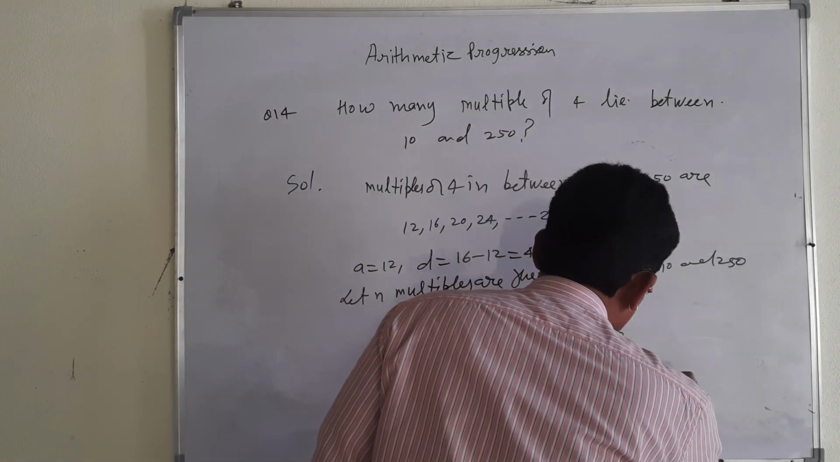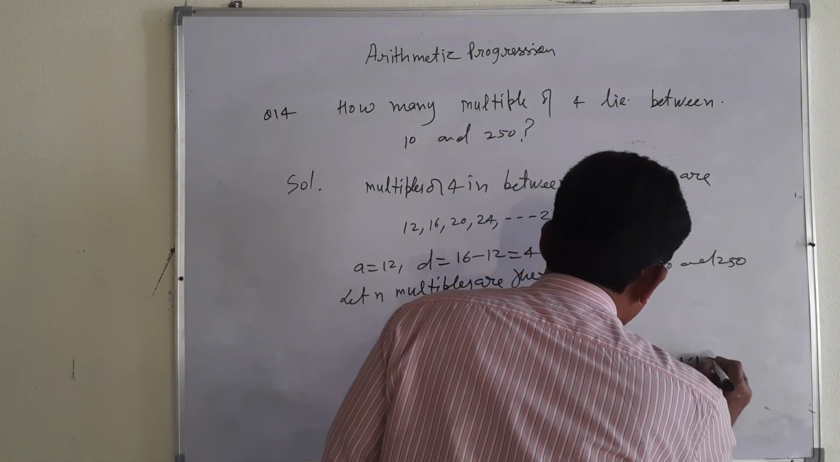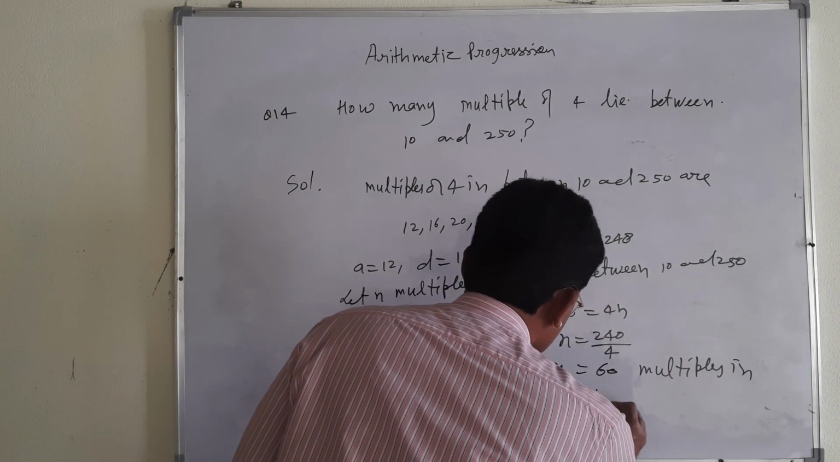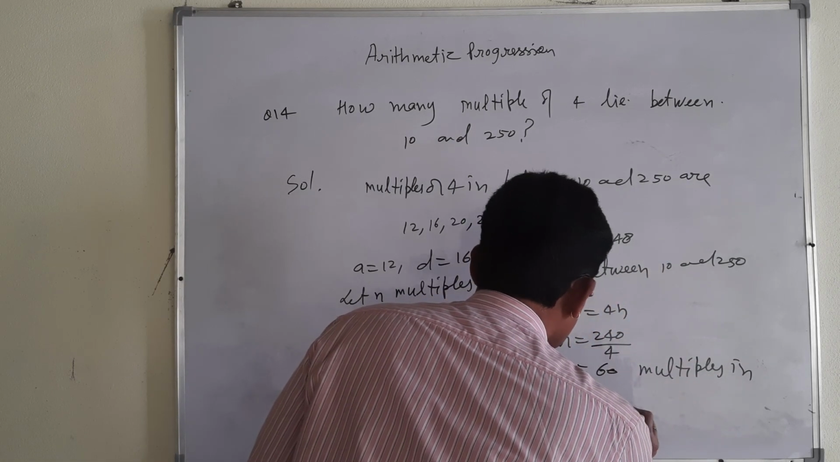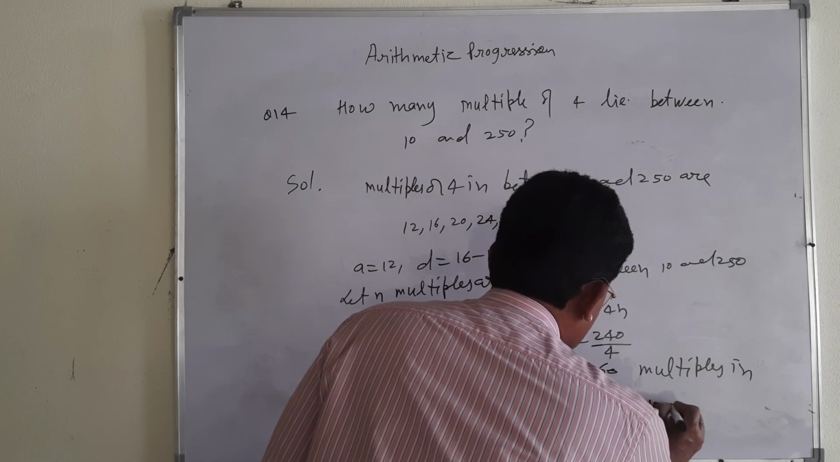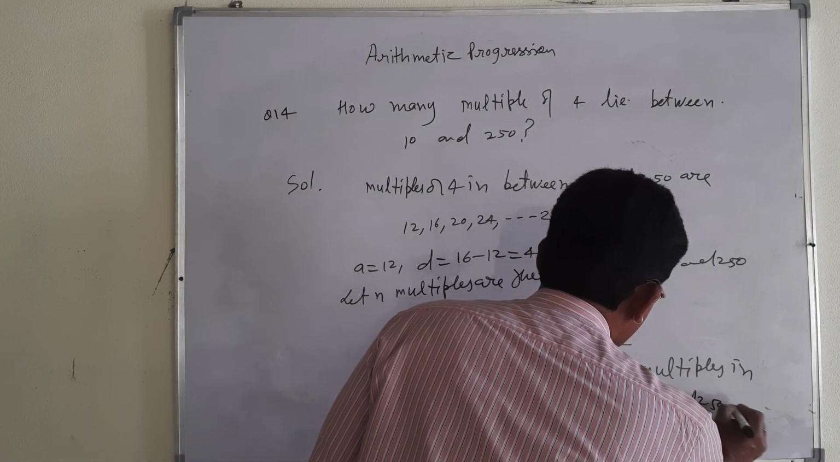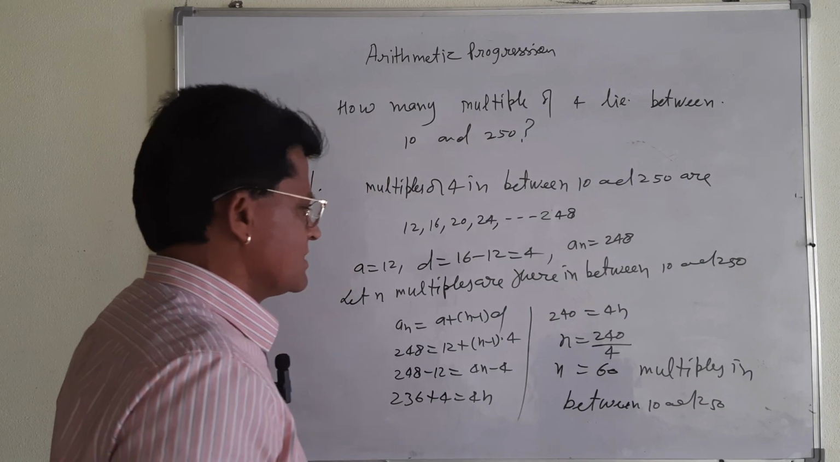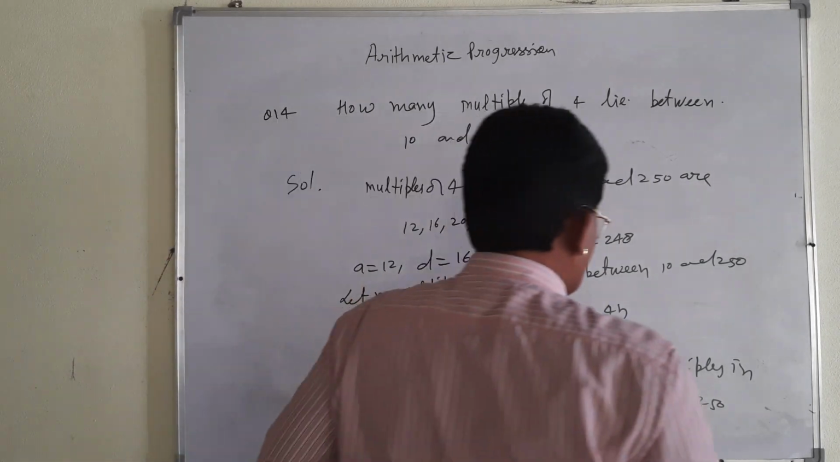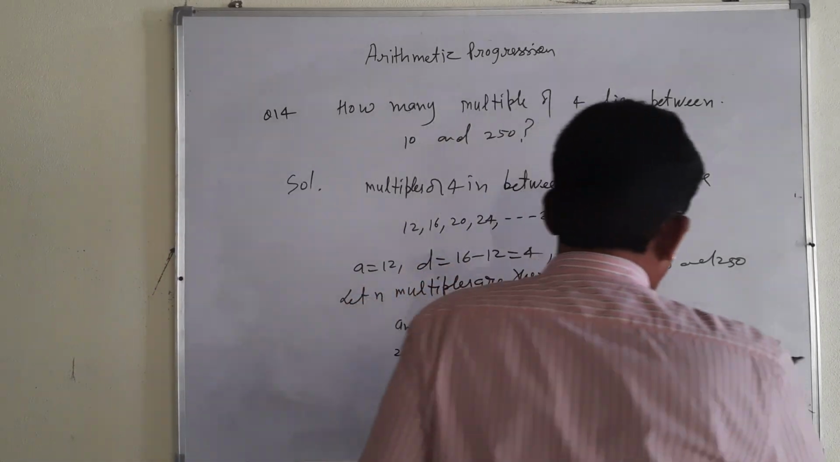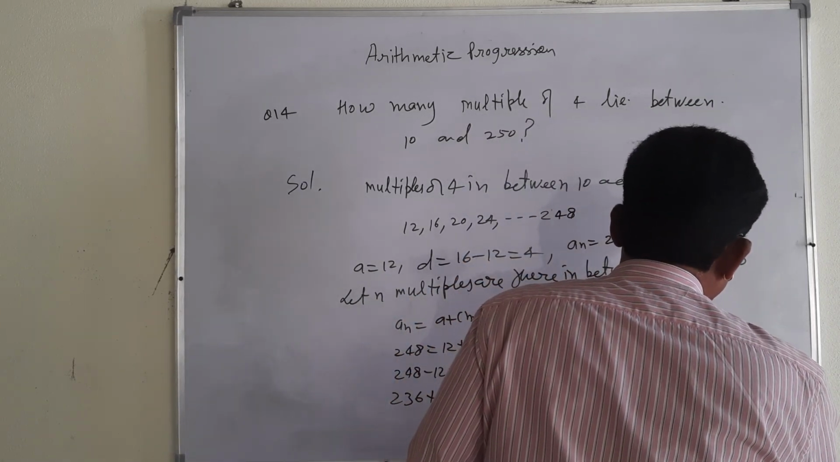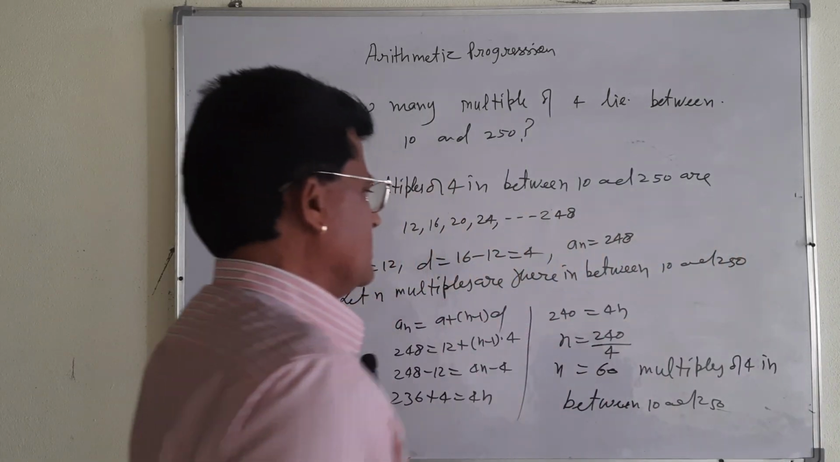Multiples in between 10 and 250. There will be 60 multiples in between, 60 multiples of 4. ऐसा कर सकते हैं, 60 multiples of 4 in between 10 and 250.